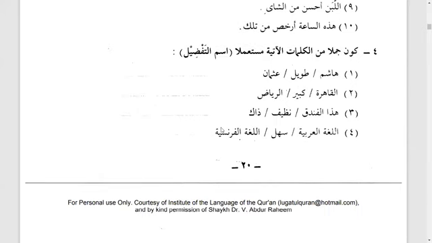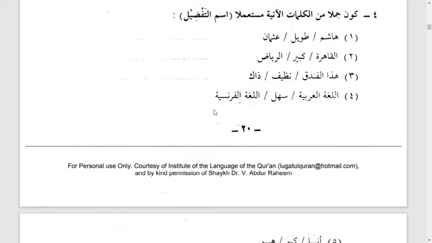All right. Number 2. القاهرة أكبر من الرياض. It has al, so it will take kasra, no problem. We will say من الرياضِ. هذا الفندق أنظف من ذاك. Excellent. Number 4. اللغة العربية أسهل من اللغة الفرنسية. Excellent.